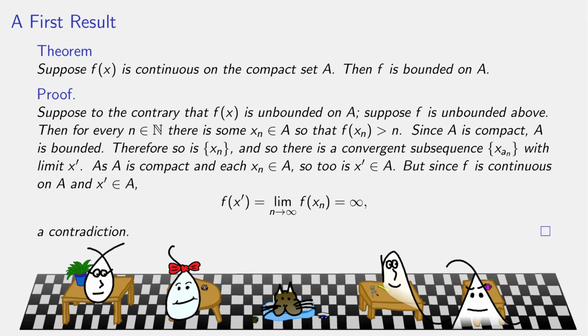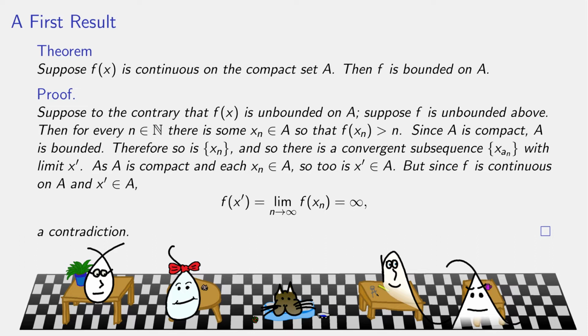Which means f of x_n was bigger than n. In other words, the sequence f of x_n is bigger than 1, then it's bigger than 2, then it's bigger than 3, then it's bigger than 4, and so forth. That's got to go to infinity, which means any subsequence of it also goes to infinity. In other words, f of x sub a sub n goes to infinity.